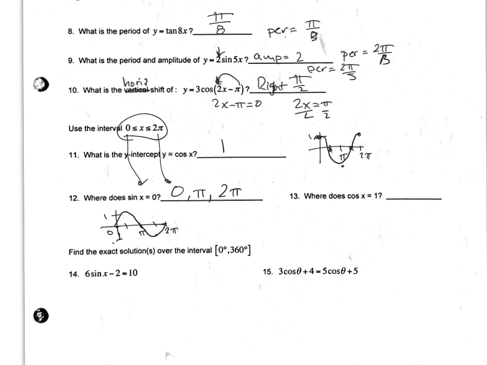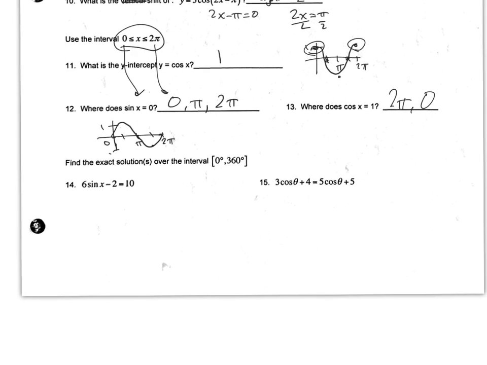Where does the cosine equal 1? You can see it's right here, 0 and 2 pi. So even though that is basically the same location on the unit circle, it's because of the interval that you give both of those answers. Remember, those little tiny things matter when considering your choices.